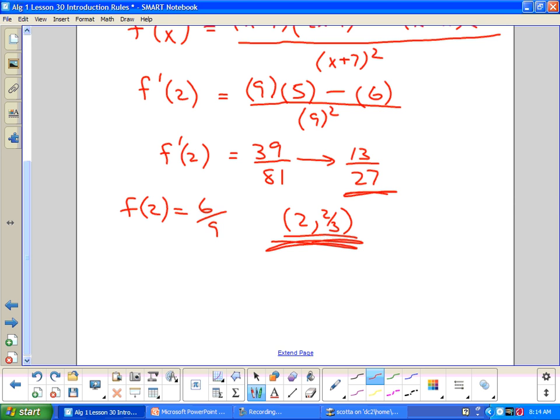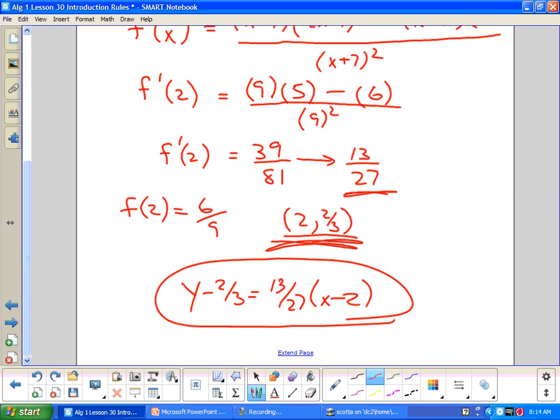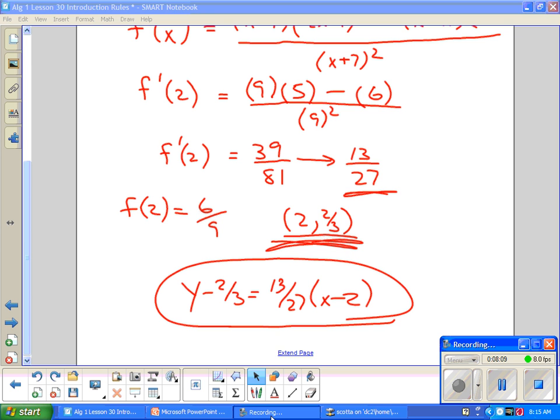And we're going to learn point slope form. If it kills us, y minus 2/3 equals 13/27 times x minus 2. There is the equation of the tangent line at 2 of that rational function. All right? All right. Someone died.